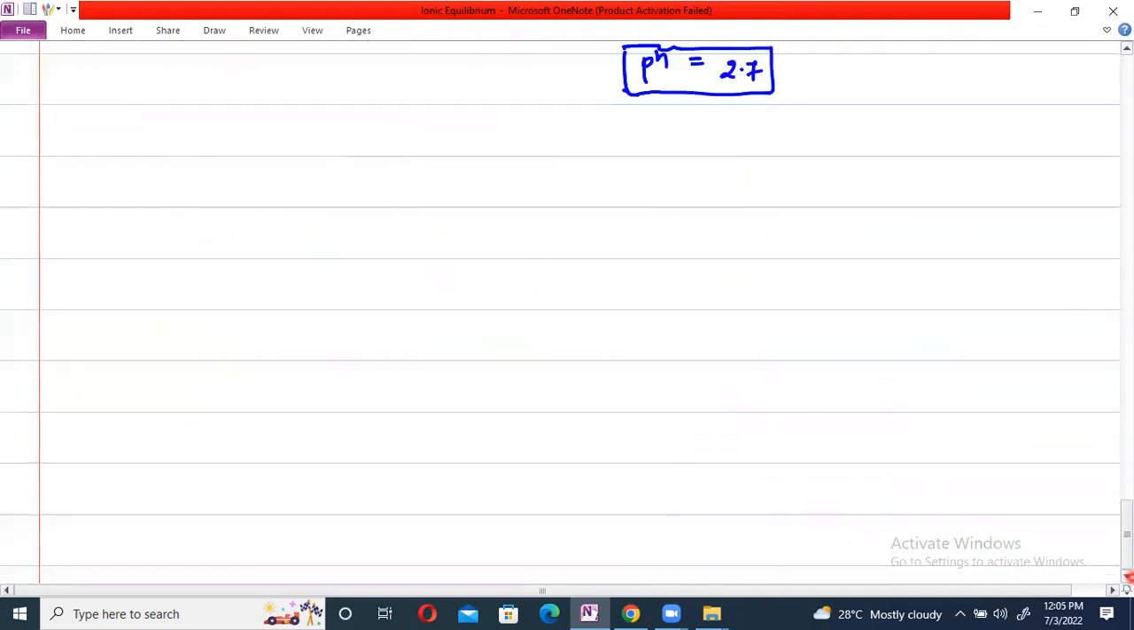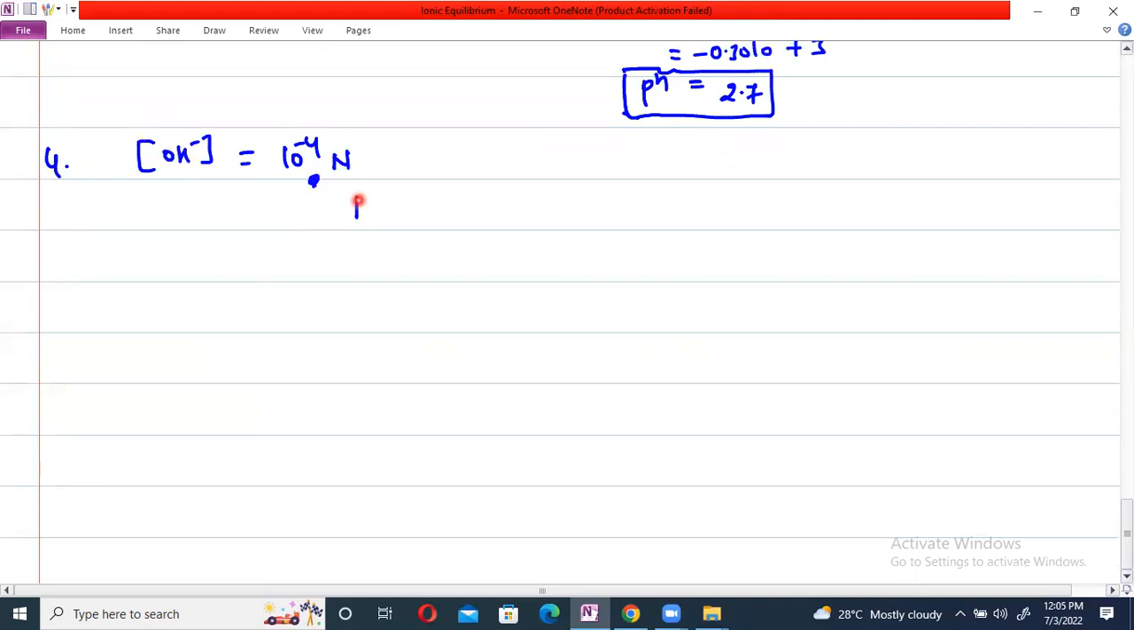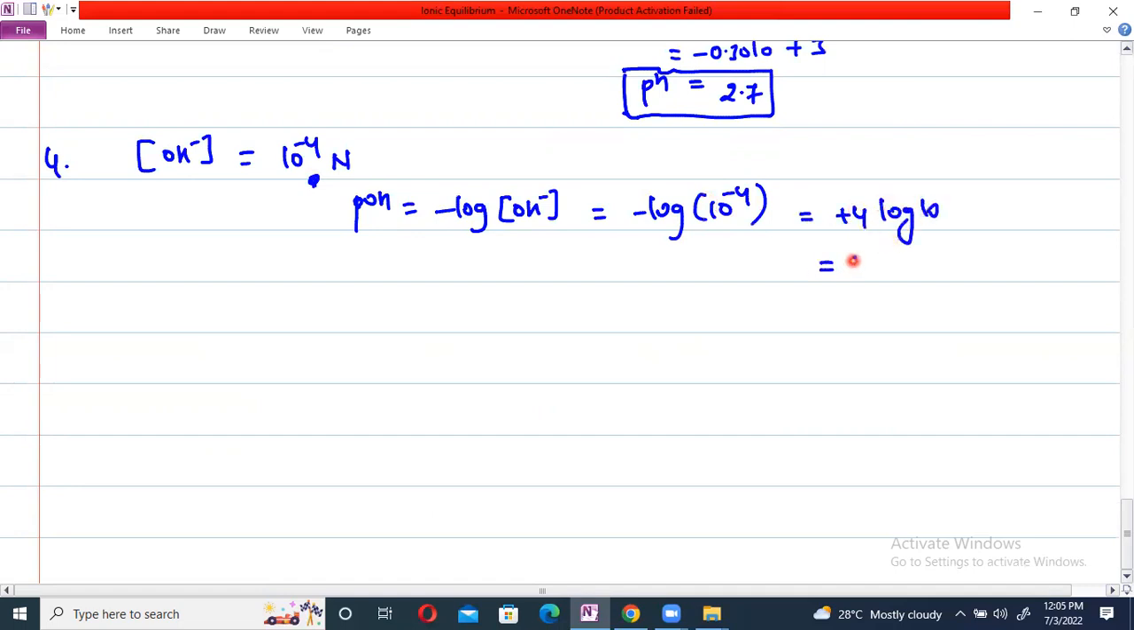See, now they give the concentration of OH minus. Let us say the concentration of OH minus is given as 10 to the power of minus 4 normal. As it is 10 to the power of minus 4 normal, directly we can say pOH is equal to minus of log to the base 10 concentration of OH minus, that is 10 to the power of minus 4, plus 4 log 10 value 1. You know, pOH is 4.